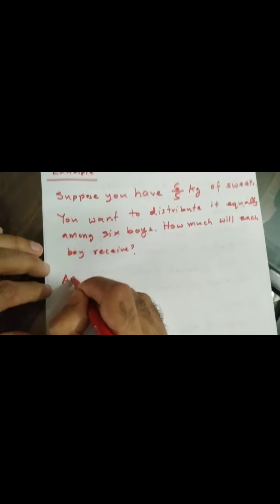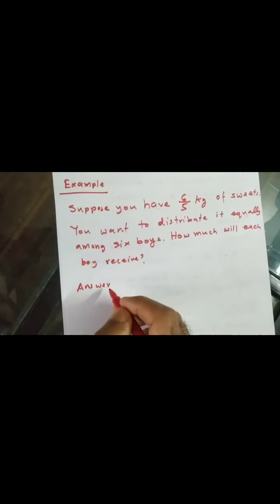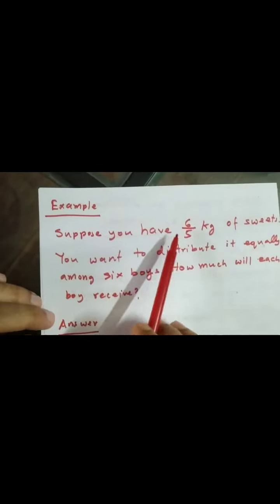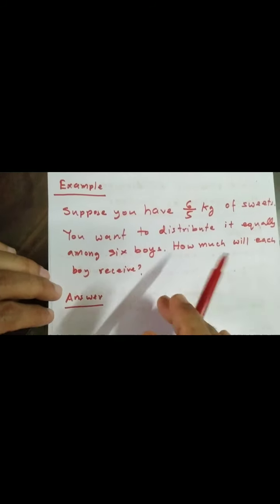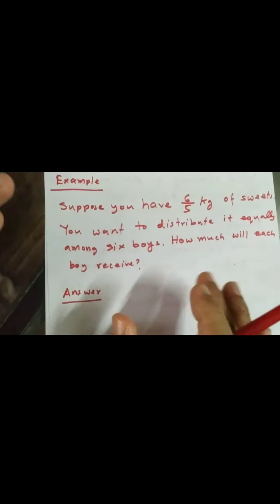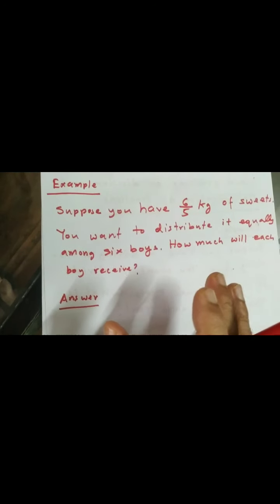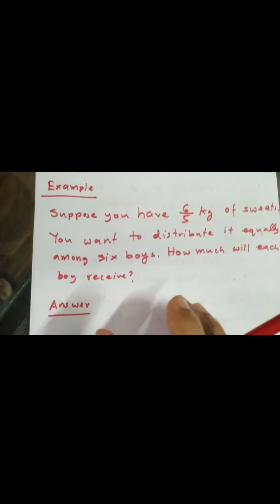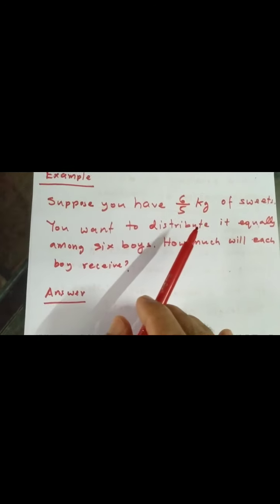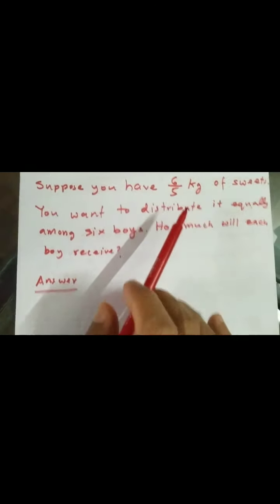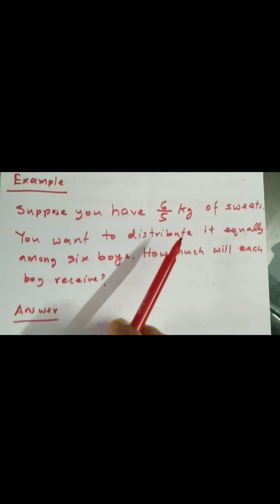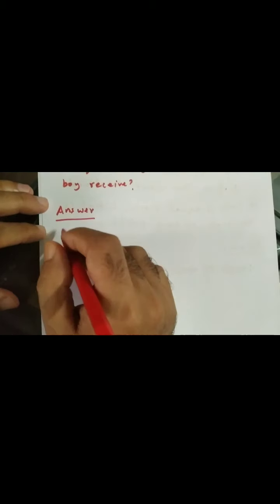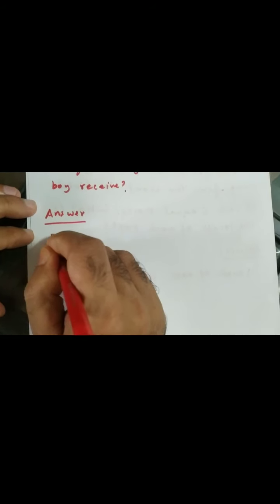So let's move on to the answer. How much sweet you have in total? 6/5 kg. Now you want to distribute it equally among 6 boys. Since you want to distribute it equally among 6 boys, what does it mean? It means you want to divide 6/5 kg equally among 6 boys. So what is the operation that you need to perform? Division. So let's just straight away move to the answer.